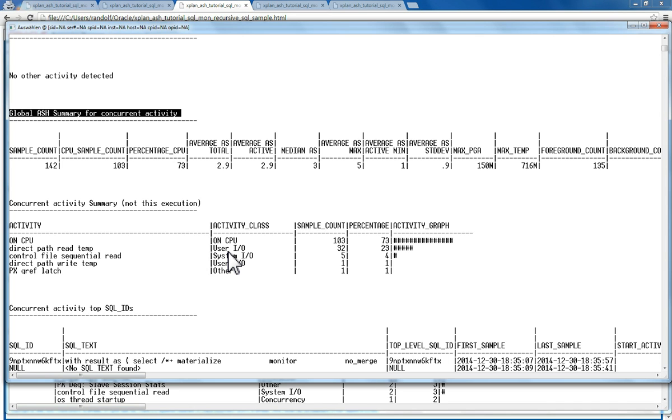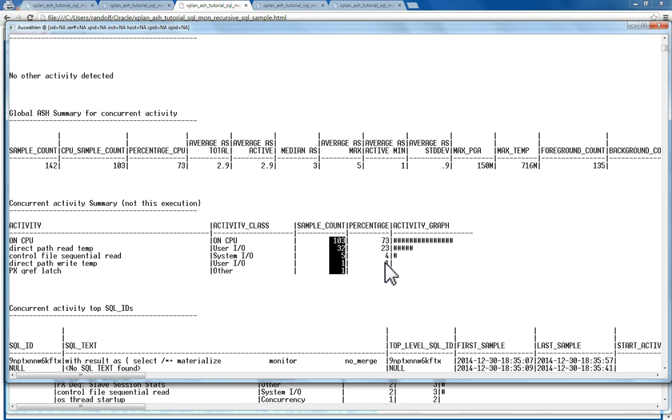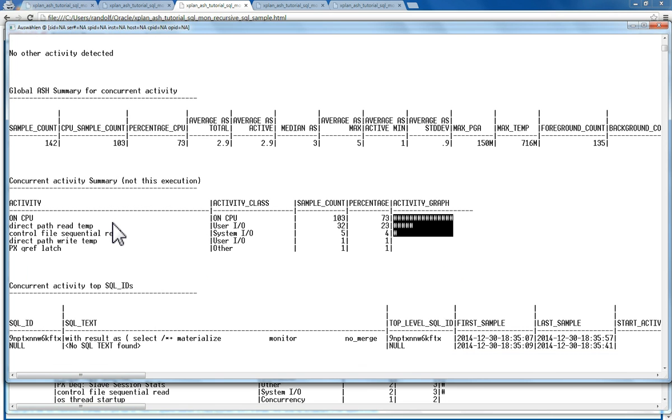So you see here the corresponding wait events along with the activity class information, and you get a breakdown of how these samples were allocated. So in this case you see again this 73% of CPU activity and 23% were this direct path read temp concurrent activity, and you get a graphical representation of this activity pattern, which is just this percentage in a graphical representation.